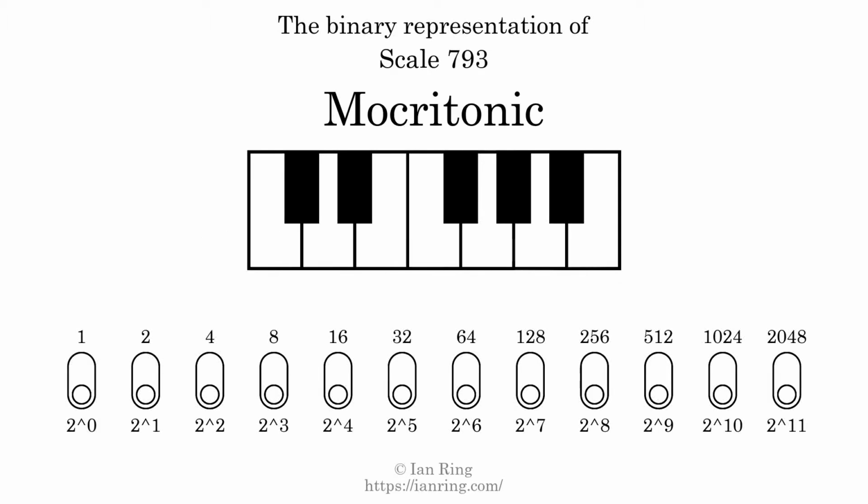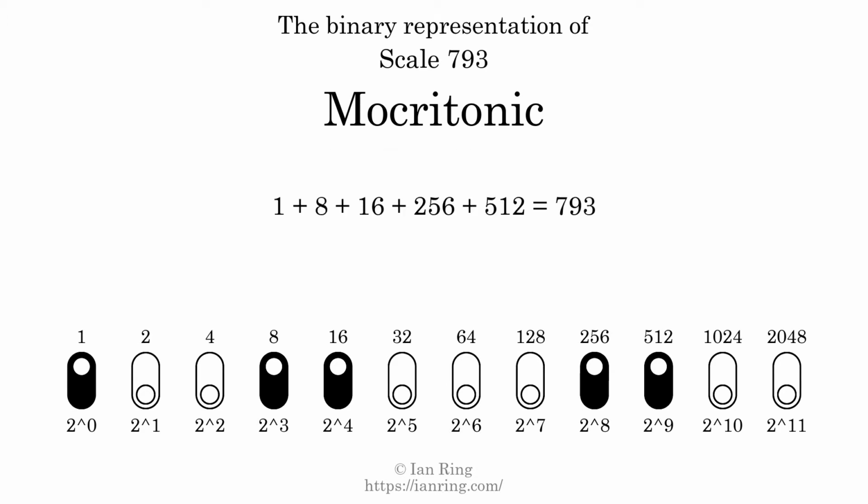The binary representation of this scale is determined by mapping tones of the scale to binary digits. Each binary digit represents a power of 2. To get the scale number, we add the powers of 2 together. The powers of 2 that are present in the scale, all added together, equals 793. That is why the scale number, in decimal, is 793.